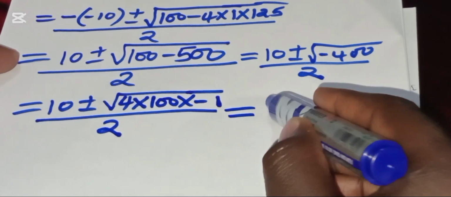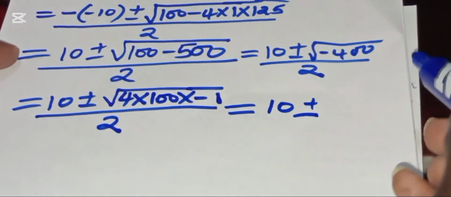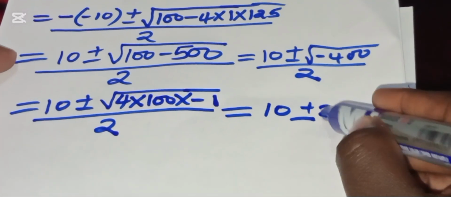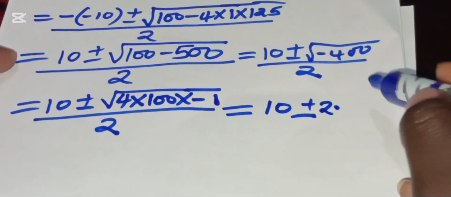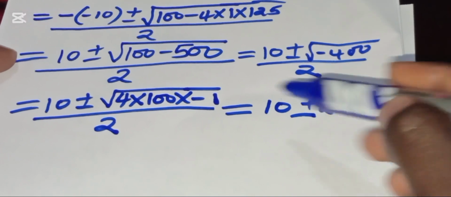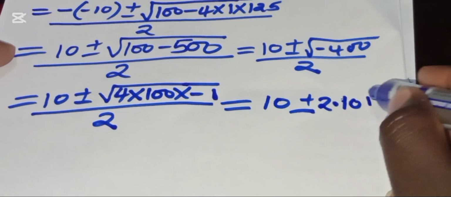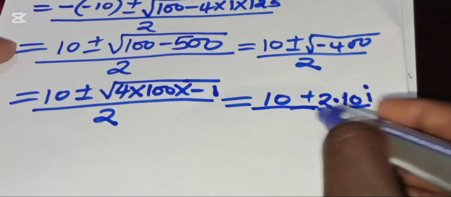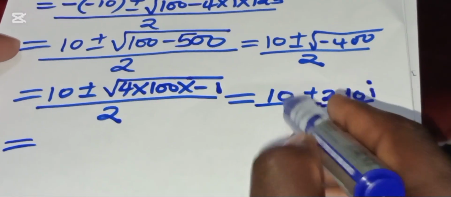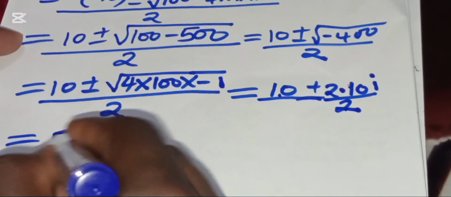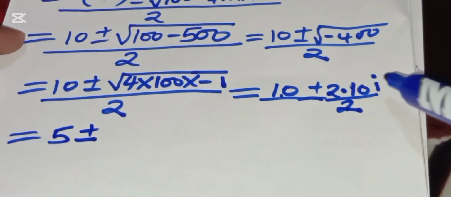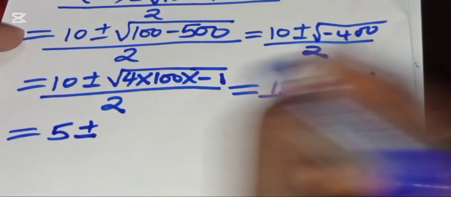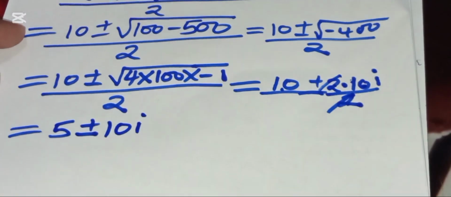And this is equal to 10 plus or minus the square root of 4, which is 2, multiplied by the square root of 100, which is 10, multiplied by the square root of negative 1, which is i. Divide everything by 2. So this is the same thing as 10 divided by 2, which is 5, plus or minus 2 times 10, which is 20. If we simplify, this is the same thing as 10i.